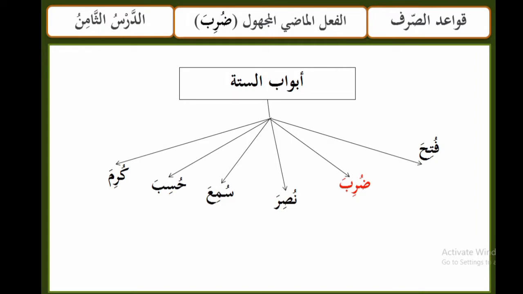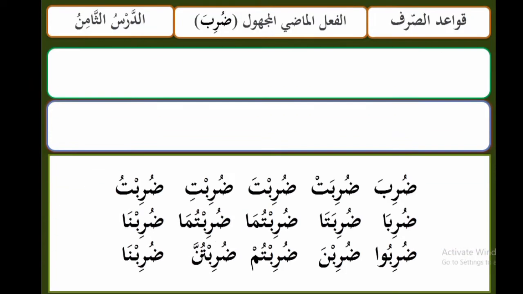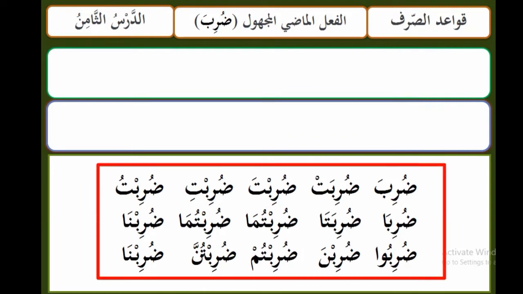Welcome to another Arabic lesson on قواعد الصرف, the Arabic morphology. الدرس الثامن, lesson 8. In this lesson, we are going to learn how to make sentences with الفعل الماضي المجهول ضرب, the passive past tense of the verb ضرب. Before we start, let's listen to a little recitation of the analysis of these verbs.